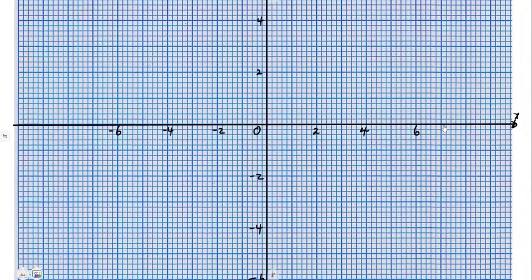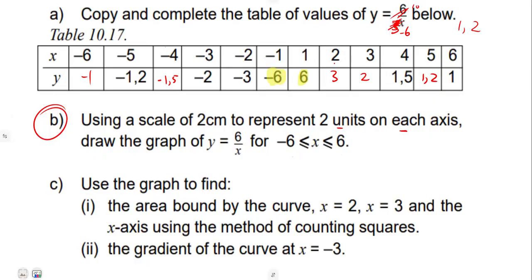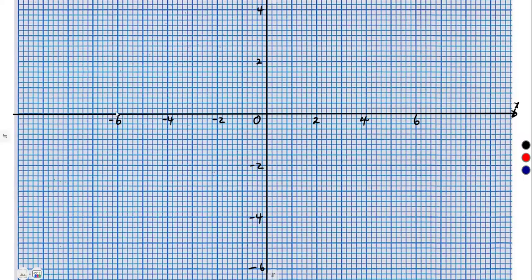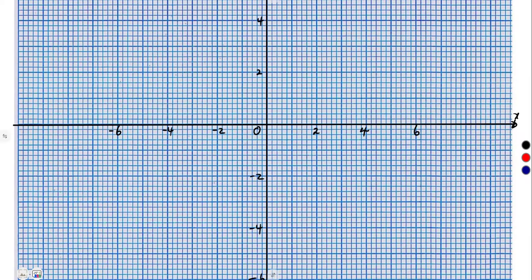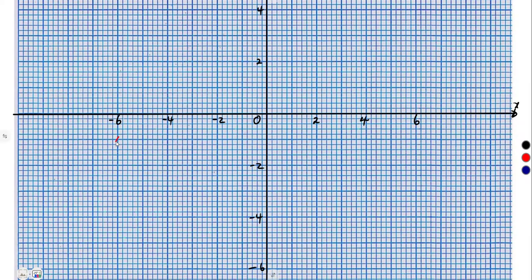So that is it according to what we're given. 2 centimeters to represent 1 unit. So you mark your points just like before. Minus 6 versus minus 1. When x is minus 6, y is minus 1. Minus 1, that's in between 0 and minus 2. So that's where they meet. You mark a point, all right? So that's minus 6, minus 1.